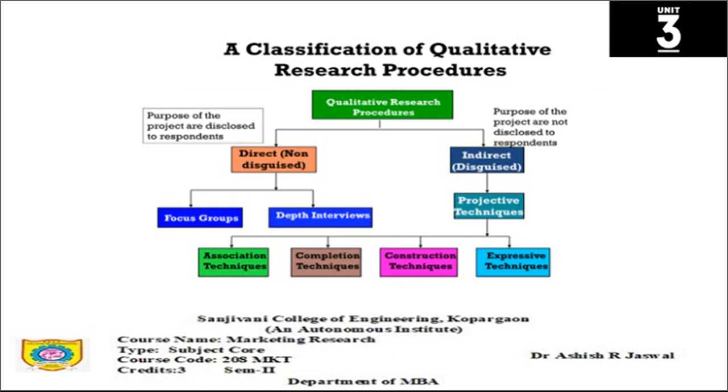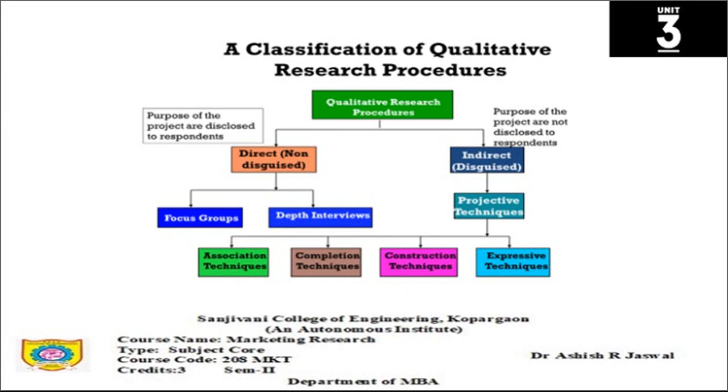I said we will move to the classification of qualitative research procedure. If you look at the display on the slide, qualitative research procedures are classified into two broad categories. As the name says, direct, non-disguised is one form, and the other is called indirect, which is disguised. The word non-disguised clearly means that the purpose of the project is disclosed to the participants.